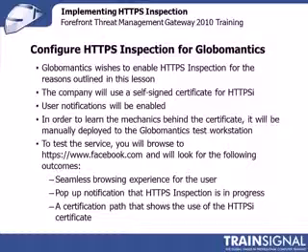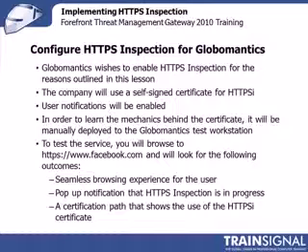I wanted to get to the good stuff because we're going to go over to the Threat Management Gateway server now and we're going to configure HTTPS inspection for GlobalMantics. For all the reasons outlined earlier, GlobalMantics wants to enable HTTPS inspection, and they're going to use a self-signed certificate for this purpose. User notifications will be enabled because GlobalMantics believes in being transparent with their employees about what steps are being taken to protect the company and how it can affect their work. In order to better learn the mechanics behind how the certificate operates, it will be manually deployed to the GlobalMantics test workstation.